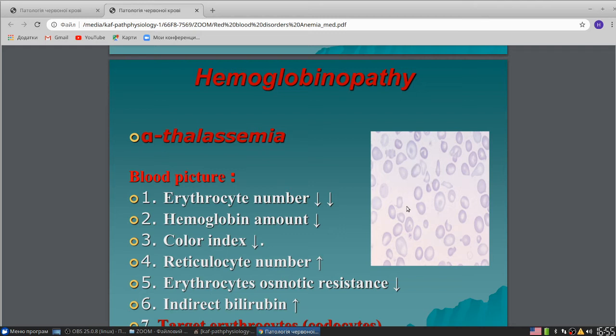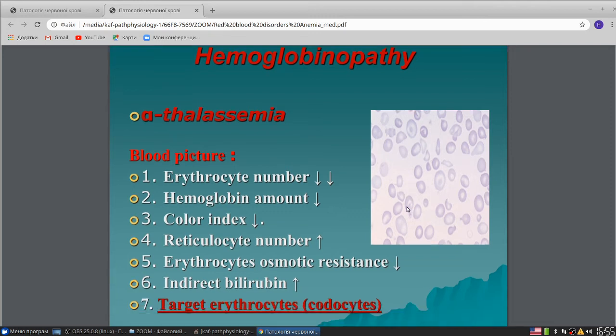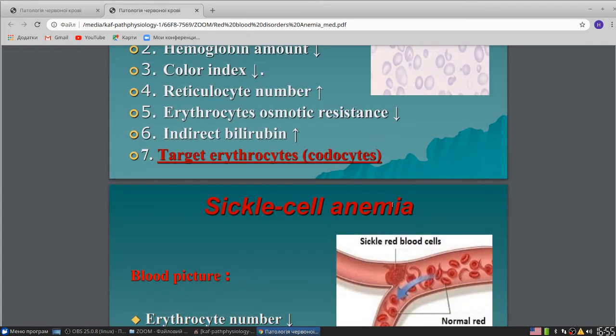Increased amount of erythrocytes, so this anemia will be hyper-regenerated. Erythrocyte osmotic resistance will also decrease and indirect bilirubin will increase. In the blood there will be target erythrocytes, pathological cells which can characterize this form of anemia.